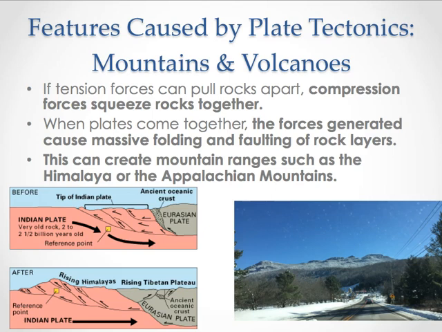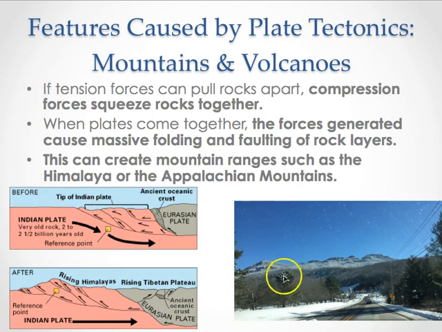Something else that plate tectonics can cause are mountains and volcanoes. So if tension forces can pull rocks apart, compression forces can squeeze the rocks back together. When plates come together, the huge forces generated are going to cause massive folding and faulting of rock layers. And this folding and faulting can create mountain ranges and it can create volcanoes.